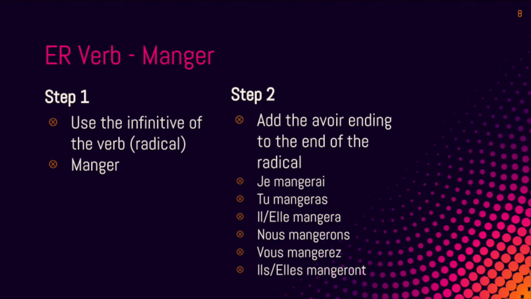Let's look at a couple of examples using our three families of verbs, ER verbs, IR verbs, and RE verbs. The first one is an ER verb, and we'll be looking at manger. So step 1 is to use the infinitive of the verb. So in this case, it will be manger. Step 2 is to add the avoir ending to the end of the radical. So it will be je mangerai, tu mangeras, il, elle mangera, nous mangerons, vous mangerez, ils, elles mangeront.